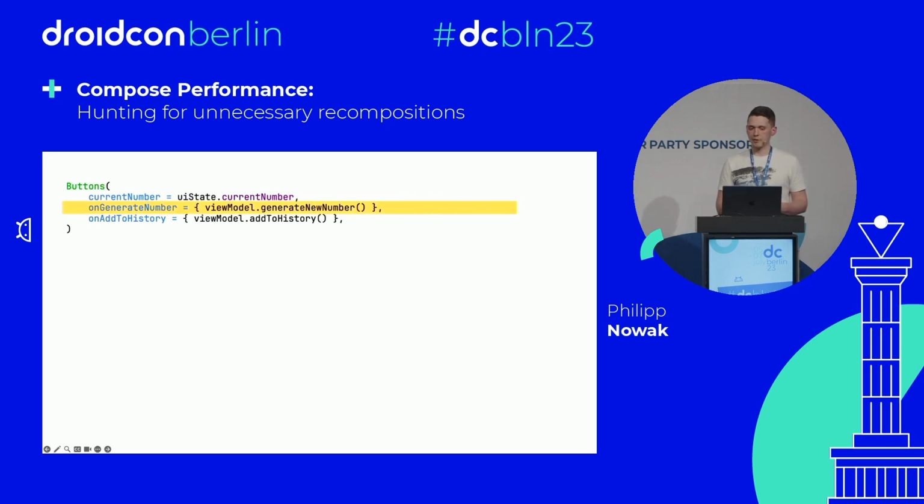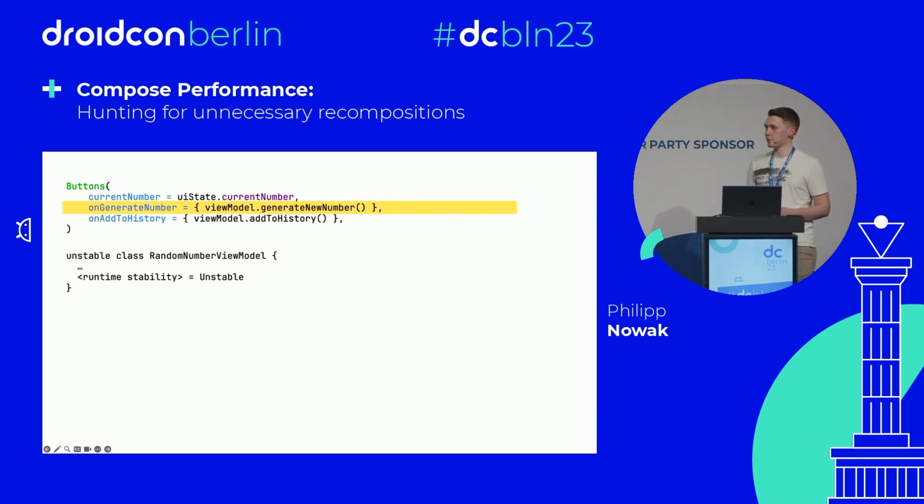The callback lambdas access the view model. If we now have a look into the classes reports of the compose compiler metrics and look for our view model, we can see it is unstable. At this point, we shouldn't try to change our view model because under the hood, view models aren't stable types. Let's rather look what happens with our lambda here.